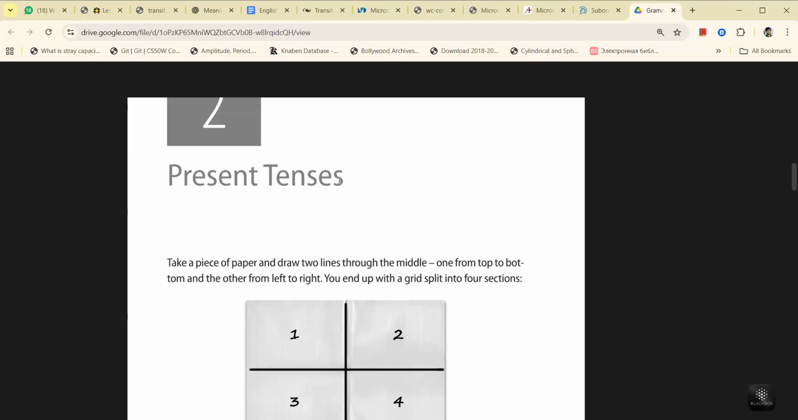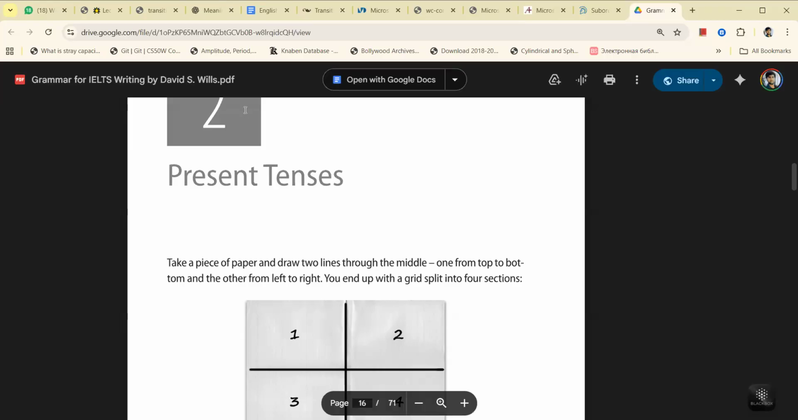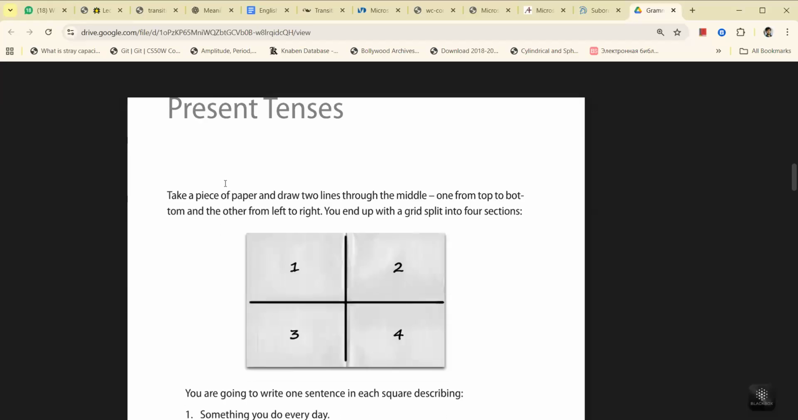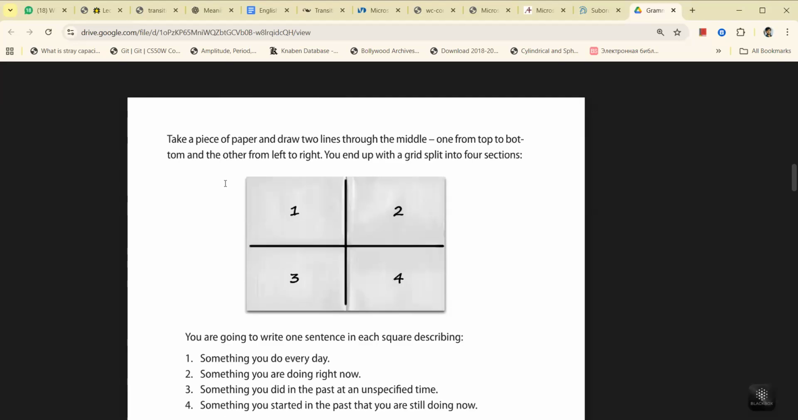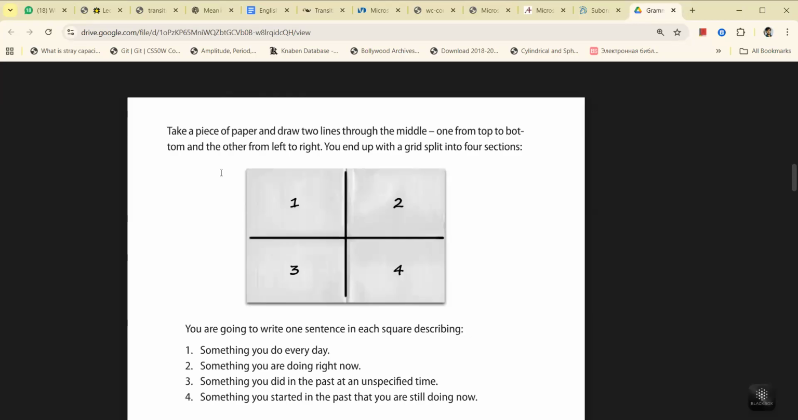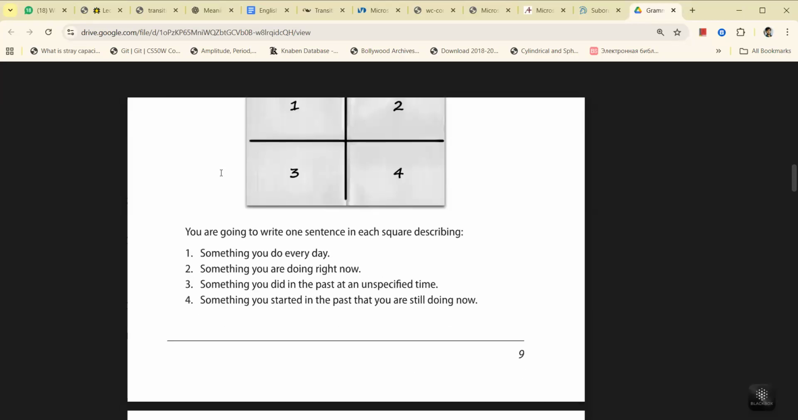Okay, let's start tenses and present tenses. Take a piece of paper and draw two lines through the middle, one from top to bottom and another from left to right. You end up with a grid split into four sections. Number one section, something you do every day. Number two section, something you are doing right now. Number three, something you did in the past at a specified time. Number four, something you started in the past that you are still doing now.